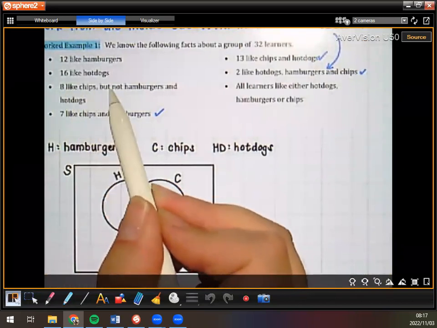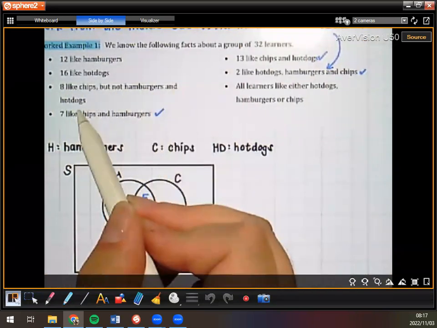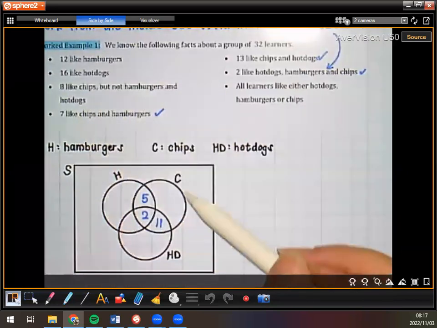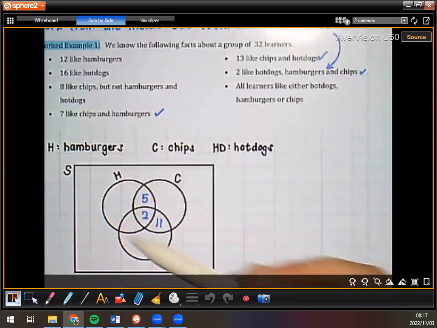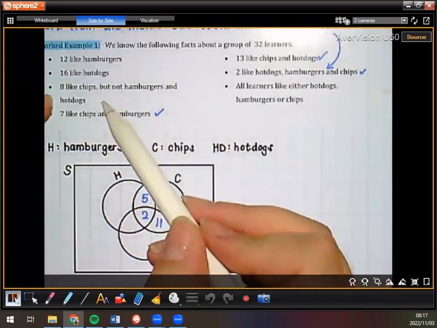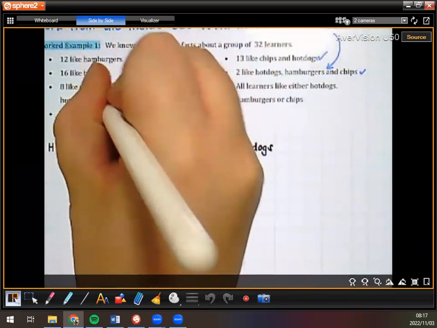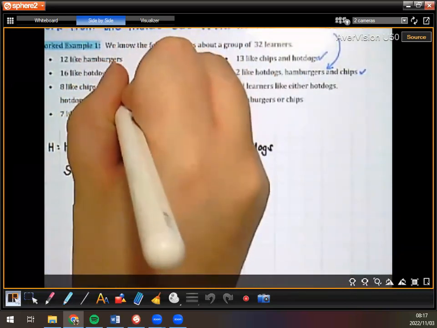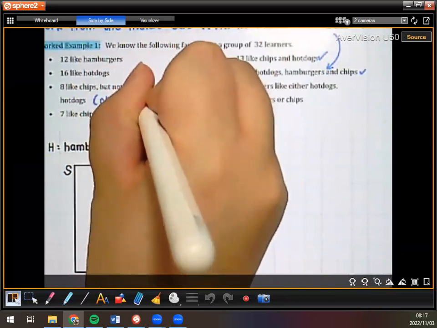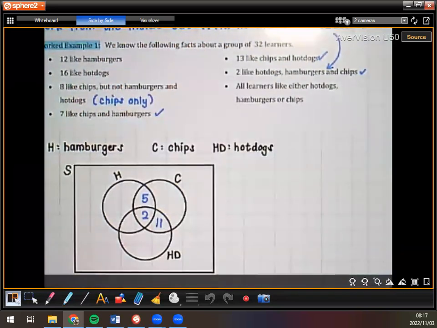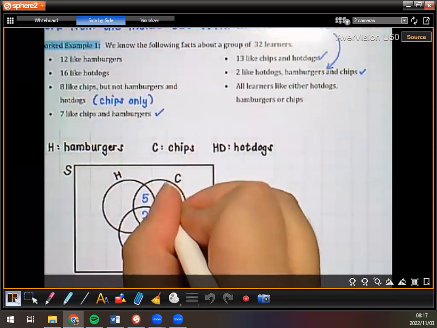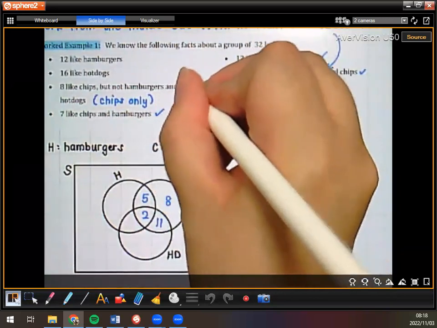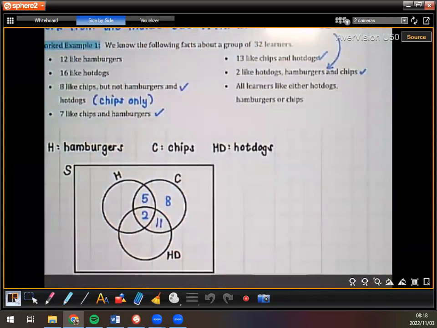8 like chips, but not hamburgers and hot dogs. So is that gonna be chips, but not hamburgers and hot dogs? That's the same as chips only. Okay, do you agree with that? So just add that next to it. So this you could read as 8 of them like chips only. So I'm gonna have to put that over there. Okay, so our chip circle is actually called incomplete.